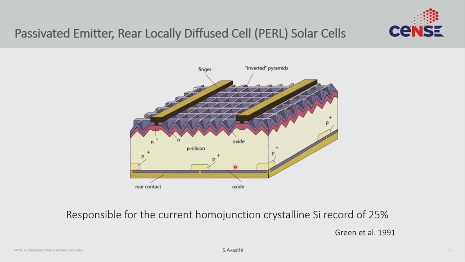Because of that, the only place the recombination can actually occur is where the rear contact, which typically is a metal, makes contact with silicon. So this metal silicon interface is the only place where recombination can occur.